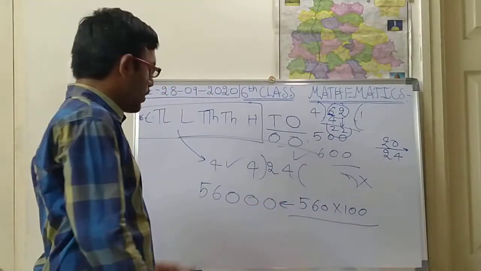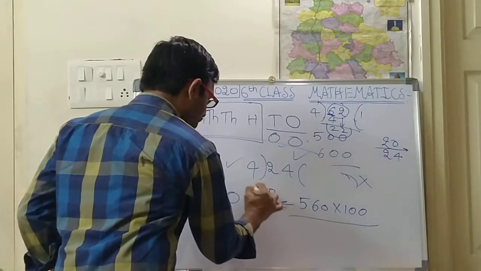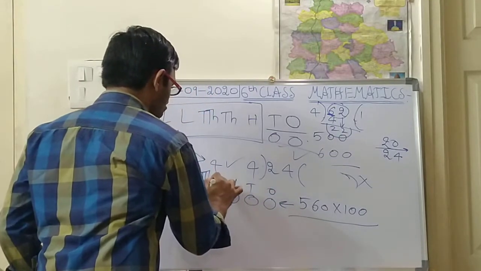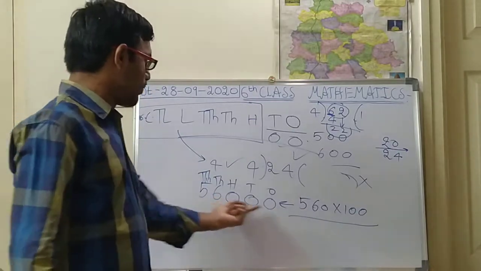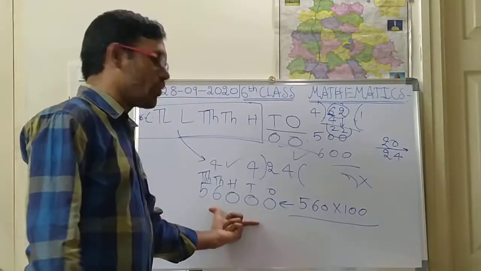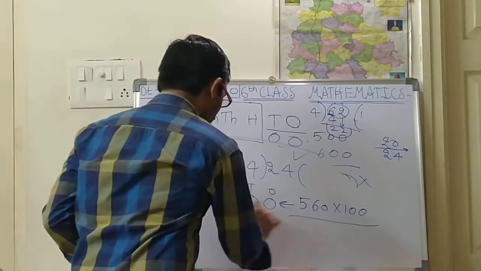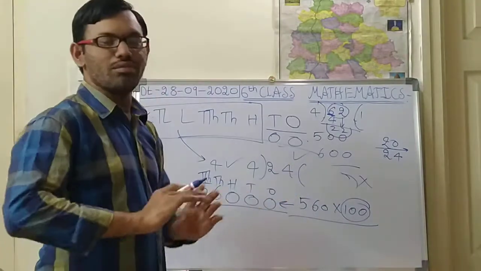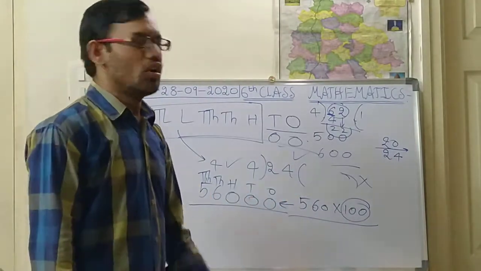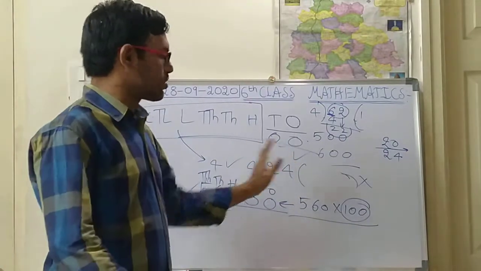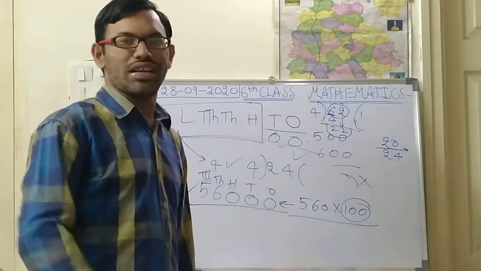Is it right, children? So here we have ones, tens, hundreds, thousands, 10,000. So this is 560, and 560 into 100 is 56,000. So this is compulsory: 100 into something is a multiple of 100. So this number is divisible by 4. Like this we identified in the previous class.